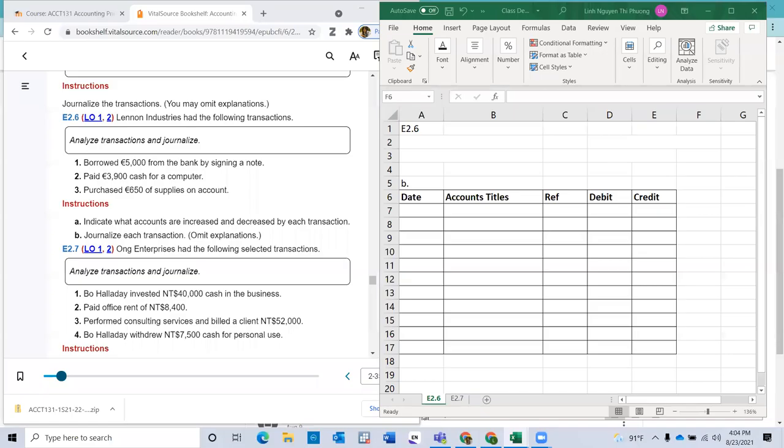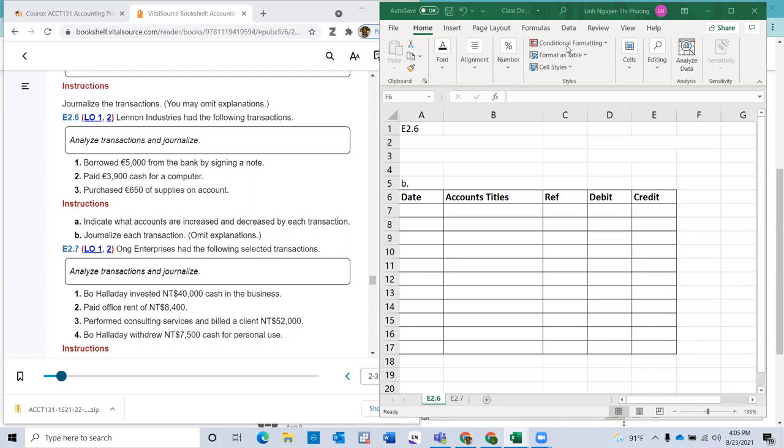Hello everyone, today we're going to practice more exercises. So let's do exercise 2.6 from your textbook. Okay, exercise 2.6 and exercise 2.7. Now let's look at exercise 2.6.